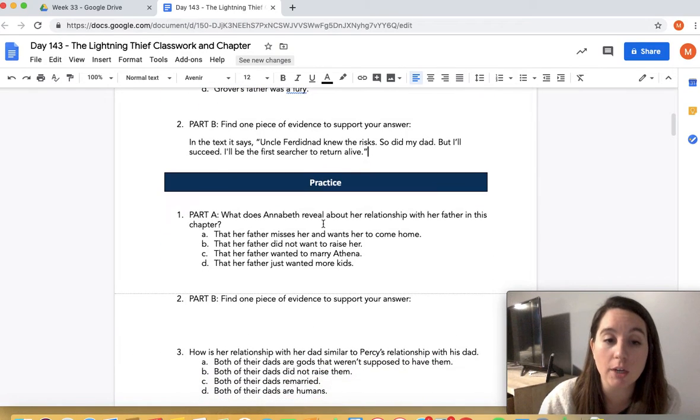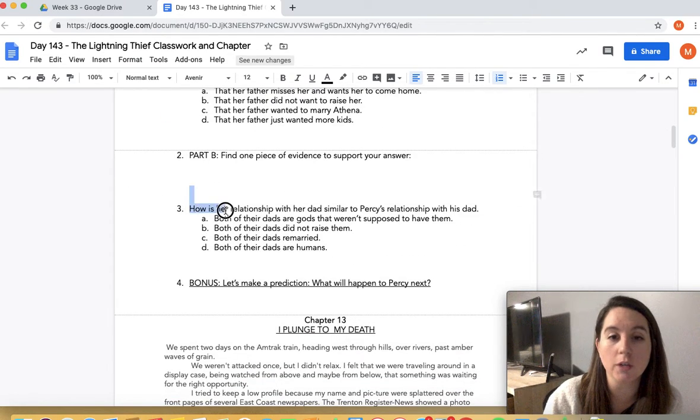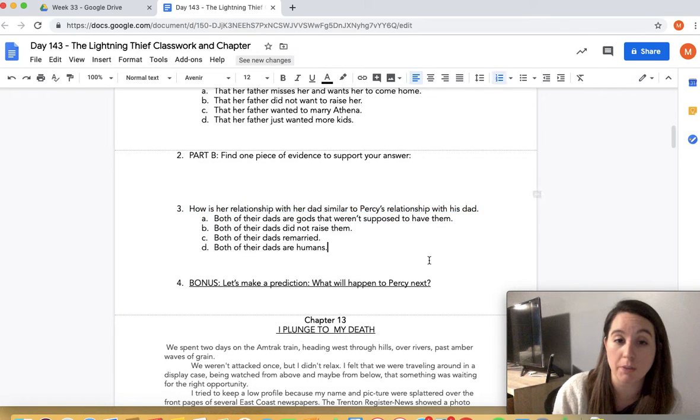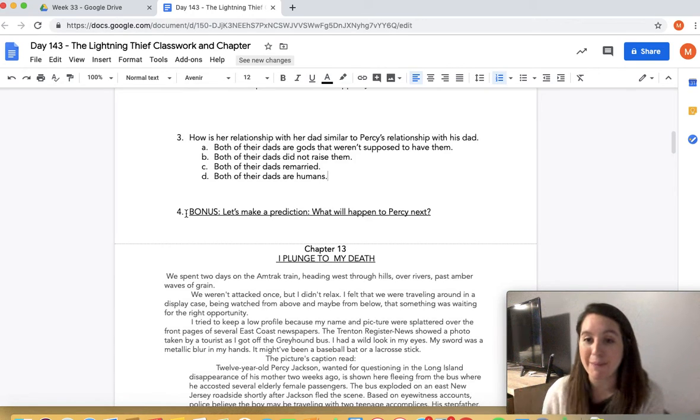So today what you're going to be looking for is Annabeth. What does she reveal about her father? And then you're also going to be looking for how her relationship is similar to Percy's relationship with his dad. And then you're going to get another bonus question about making a prediction.